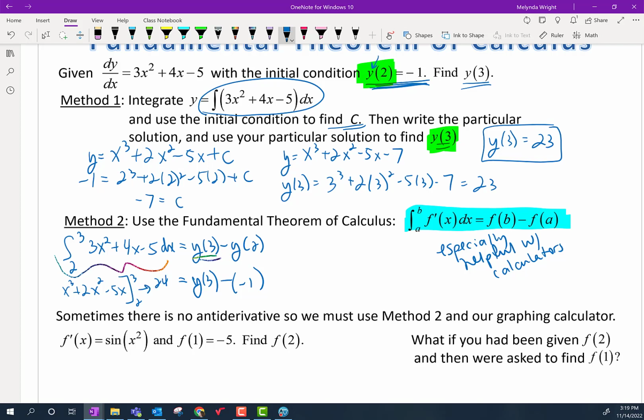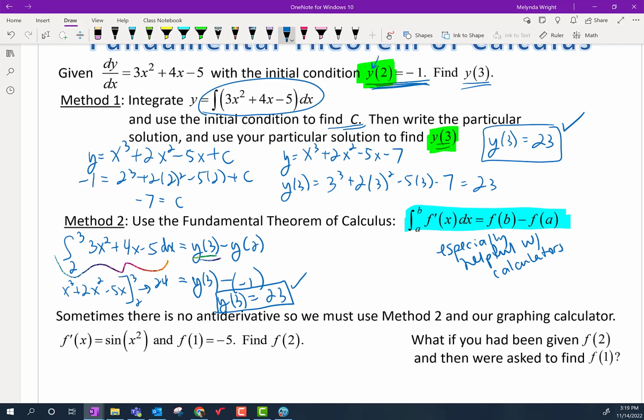So I have 24 equals y3 minus a minus 1. So we solve for y3, and y3 is going to equal 23, which we've already done. We knew that would be the case. It checks with the one that we did previously. So I'm calling it method 2. It's just a different method to do what we have been doing.